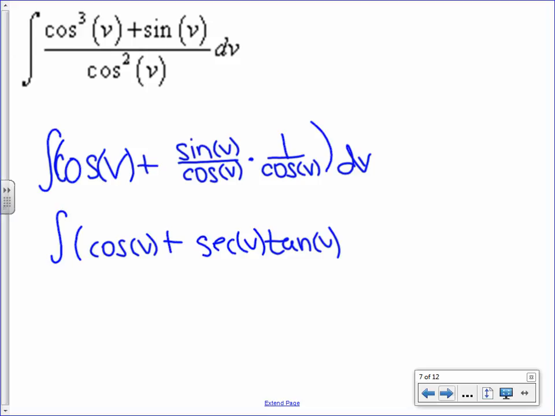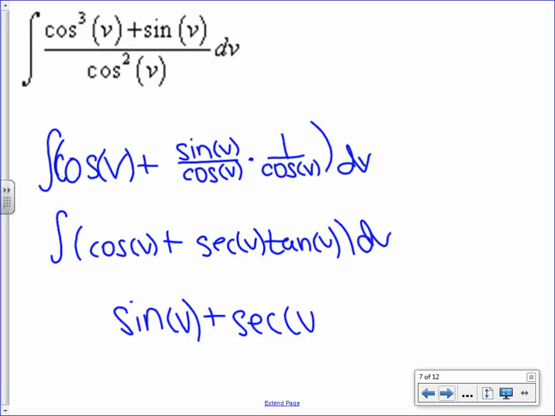Secant. Now, is it okay that I wrote them in this order? Yes. I just switched orders so it read secant tangent because we're more familiar with that order. Multiplication's commutative. So now what's the antiderivative of cosine? Sine of the angle. And what's the antiderivative of secant tangent? Secant of the angle plus c.